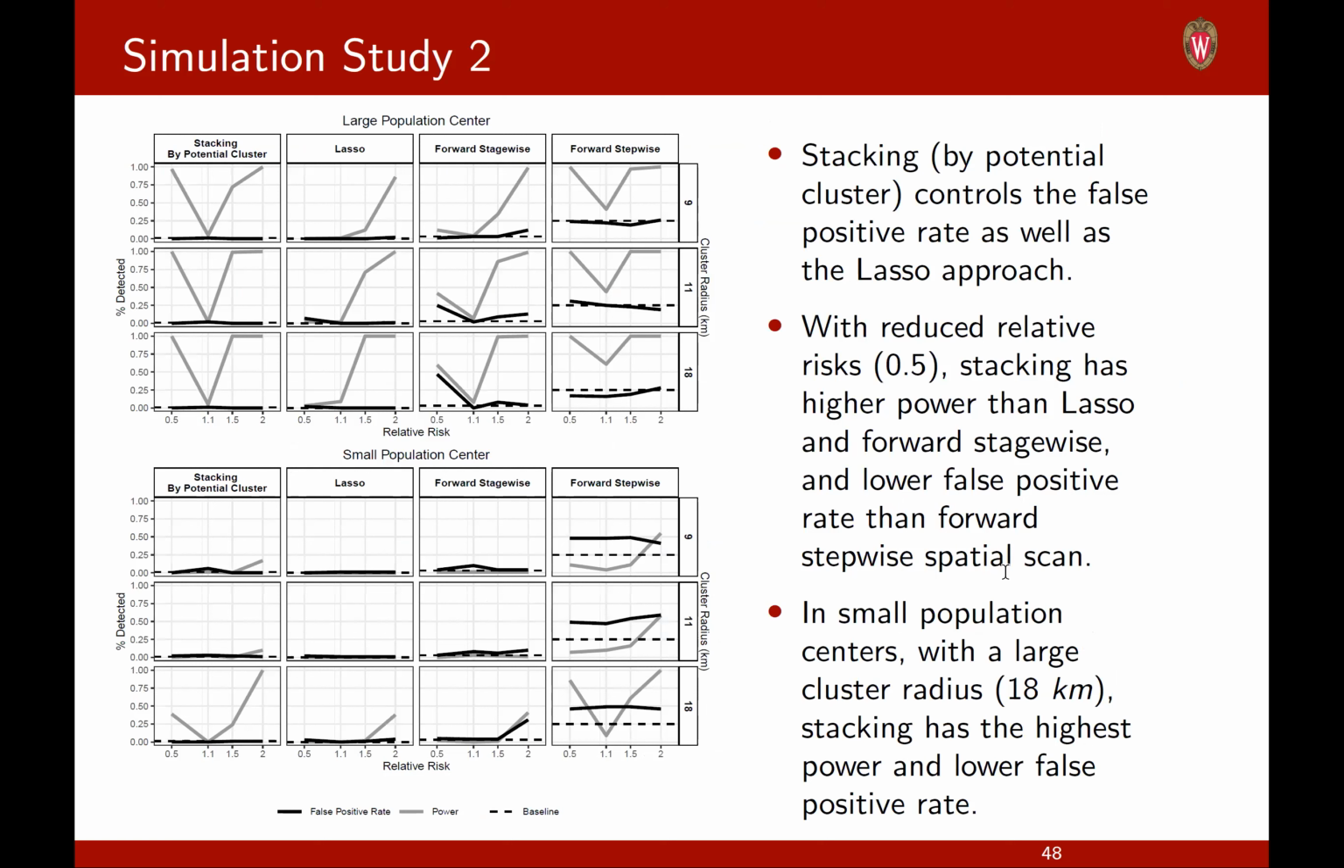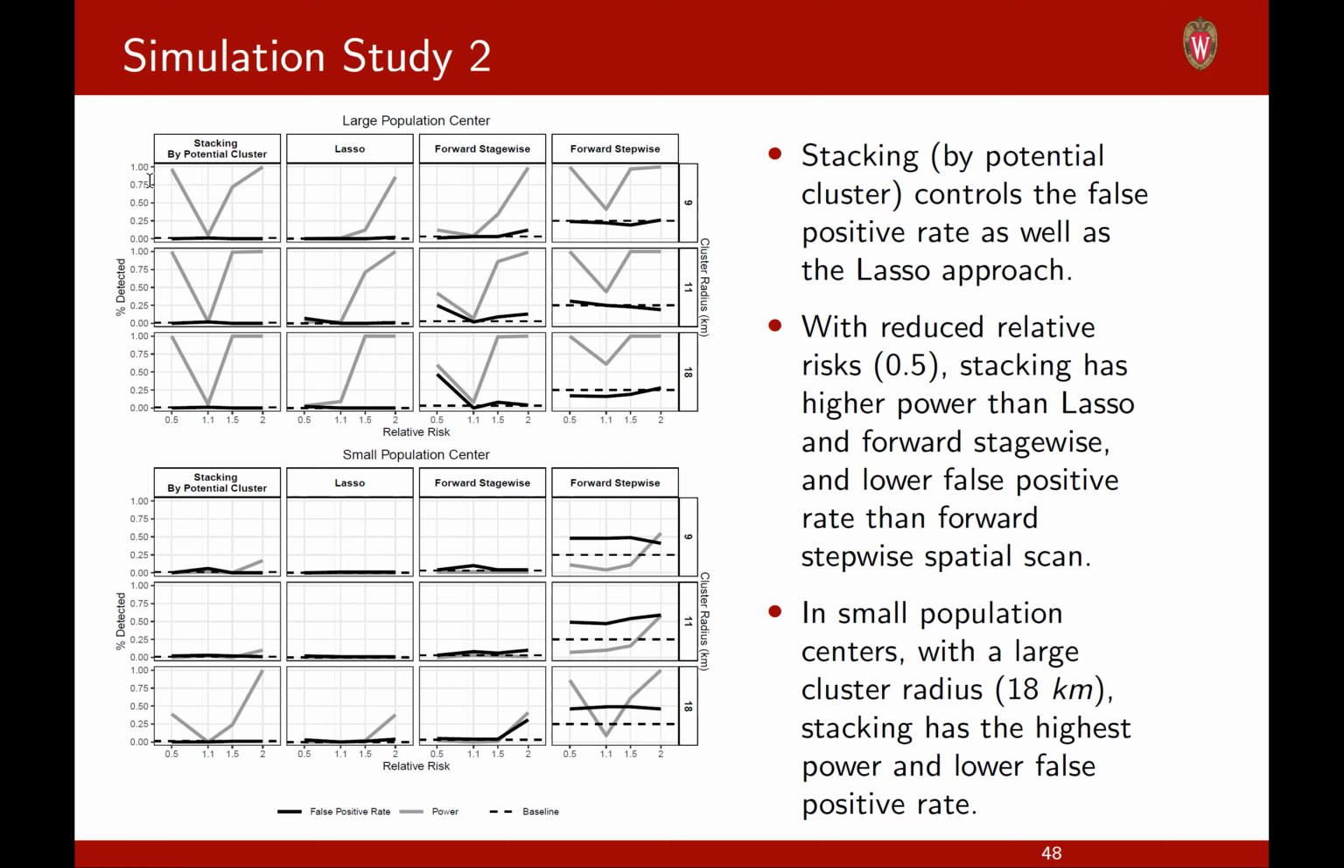All right, so again, I'll walk through these plots. The plot on the top again is we put a cluster in a large population center, high case count, high observed counts, high expected counts. On the x-axis, we have the relative risk, where we still have the cluster relative risks of 1.1, 1.5, and 2. But in this case, we also explore a reduced cluster of 0.5 to see how well that performs. And then again, on the y-axis, we have percent detection. Each of the horizontal facets is the cluster radius, so 9 kilometers, 11 kilometers, 18 kilometers. And then each of the methods are the vertical facets.